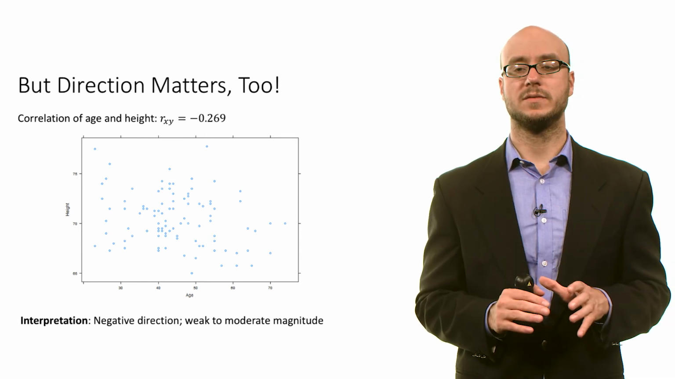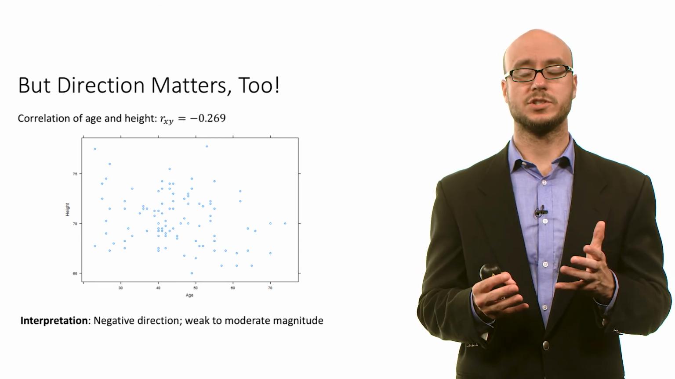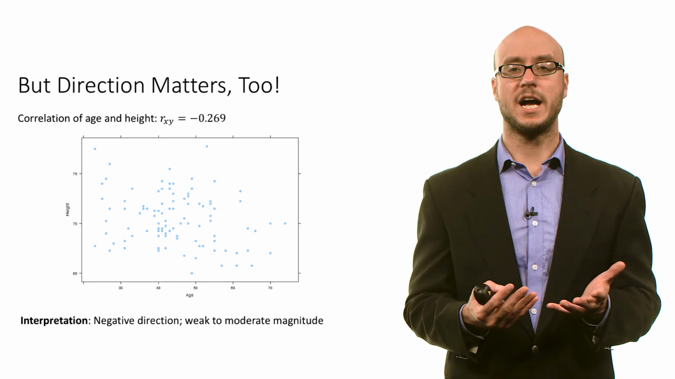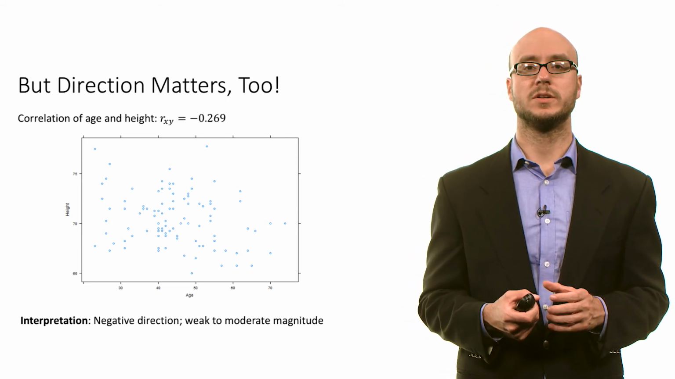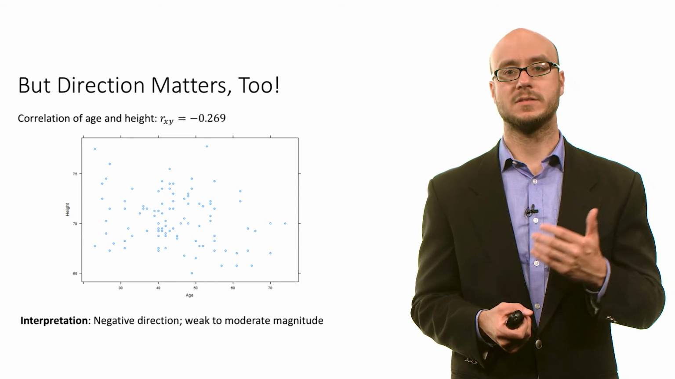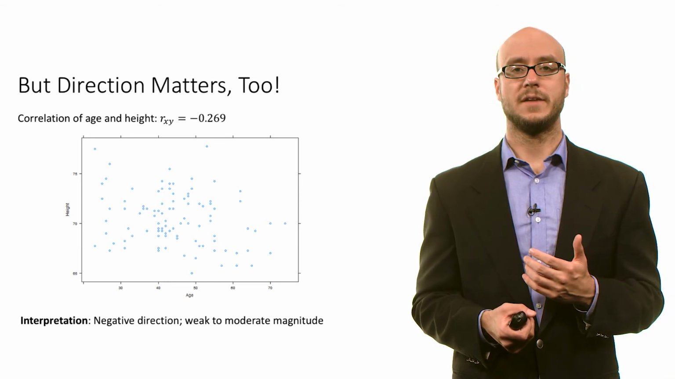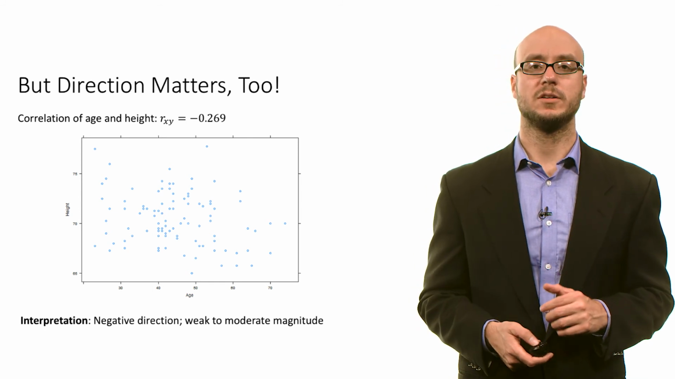We've looked at positive linear relationships so far, but here's a negative relationship. So if we look at the correlation of age and height, we get this correlation coefficient of negative 0.27. And you can see that in the scatter plot. The pattern seems to go from the upper left-hand corner to the lower right-hand corner. And this is a weak to moderate magnitude.